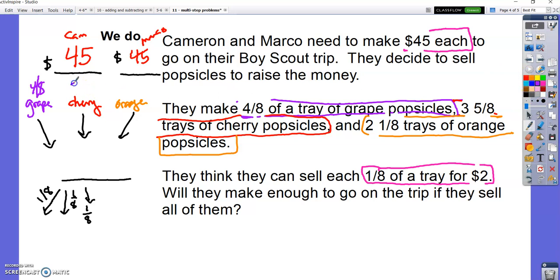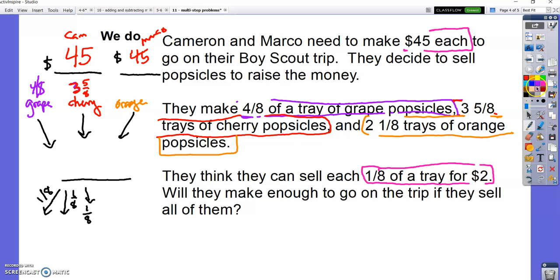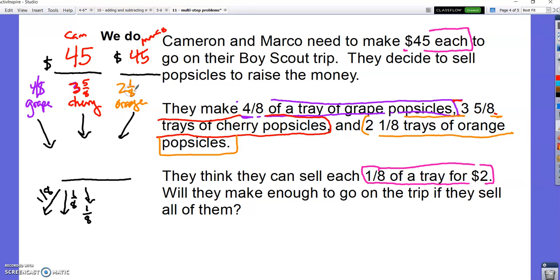Cherry, we have 3 5/8 of a tray. And orange, we have 2 1/8 of a tray. And I guess I need to see how many popsicles we have all together now. So I need to add 4/8 plus 3 5/8 plus 2 1/8 to see my total popsicles.